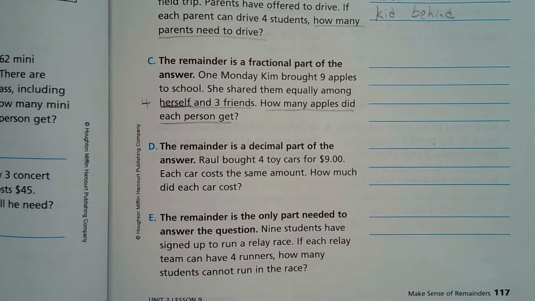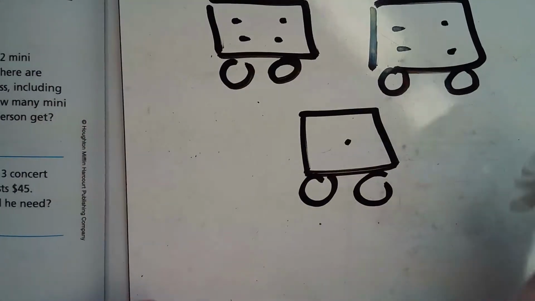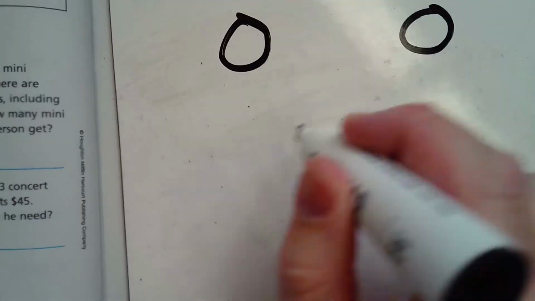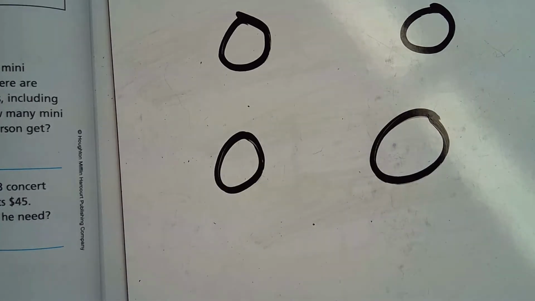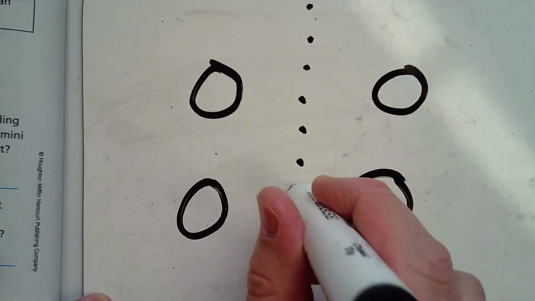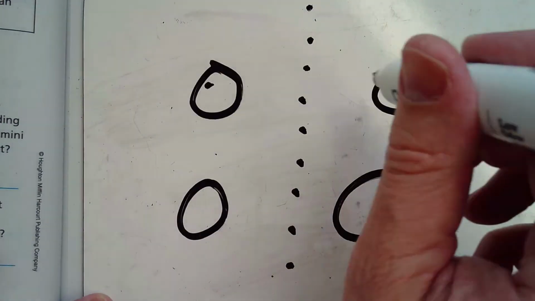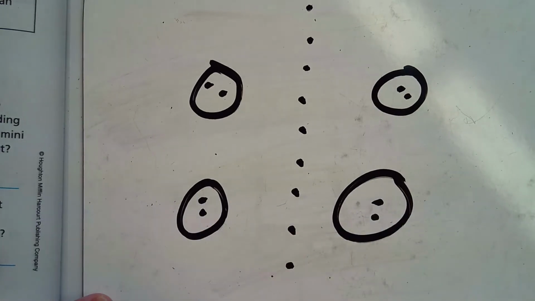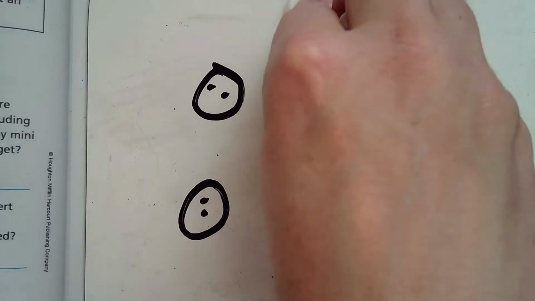So in this case, we've got ourselves 9 apples and 4 people. 1 person, 2 person, 3 person, 4 person, right? So if we have 9 apples to give out, 1, 2, 3, 4, 5, 6, 7, 8, and that leaves us with 1 apple to go.